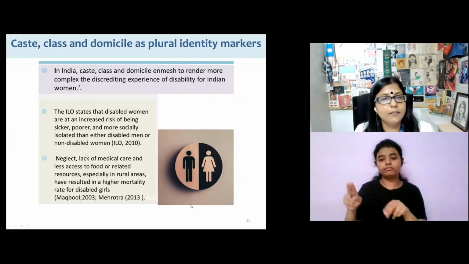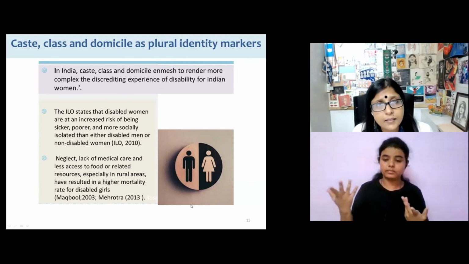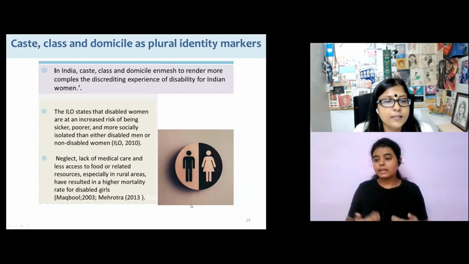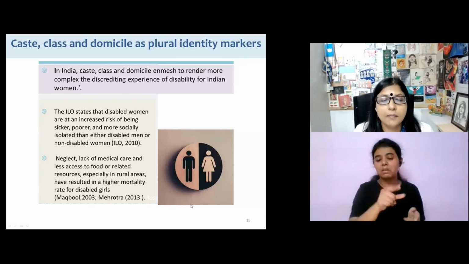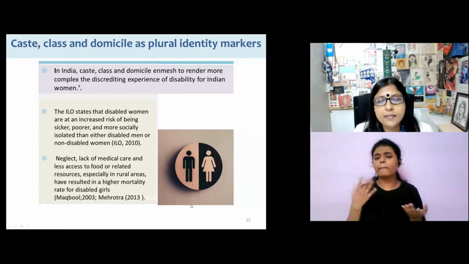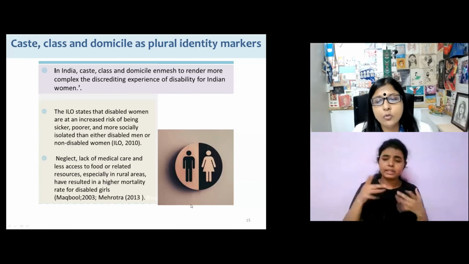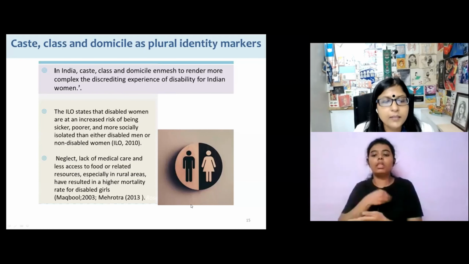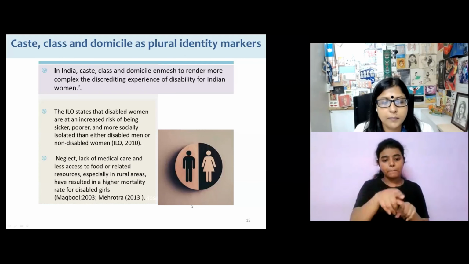So it translates into neglect, lack of medical care, less access to food, health resources, especially in rural areas, where also there is a higher mortality rate for disabled girls. And they are taken often to doctors only when things take a serious turn. Women in rural areas are seen to bear, to a larger extent, the brunt of stigma related to disability.